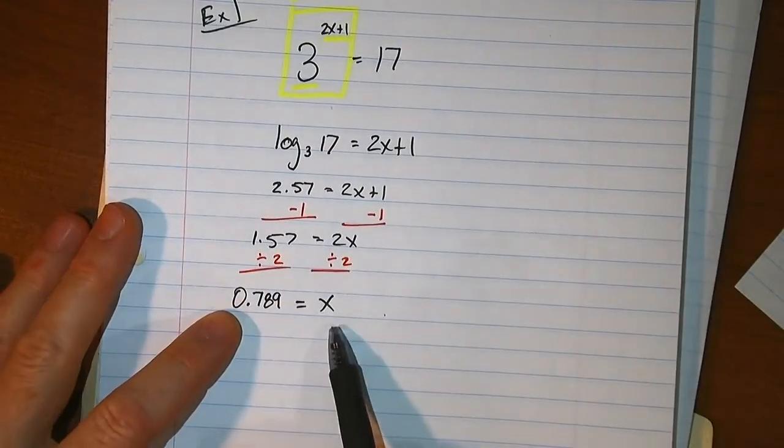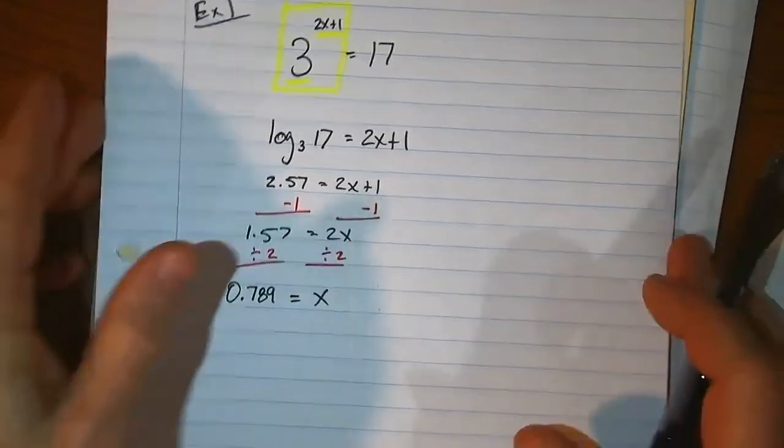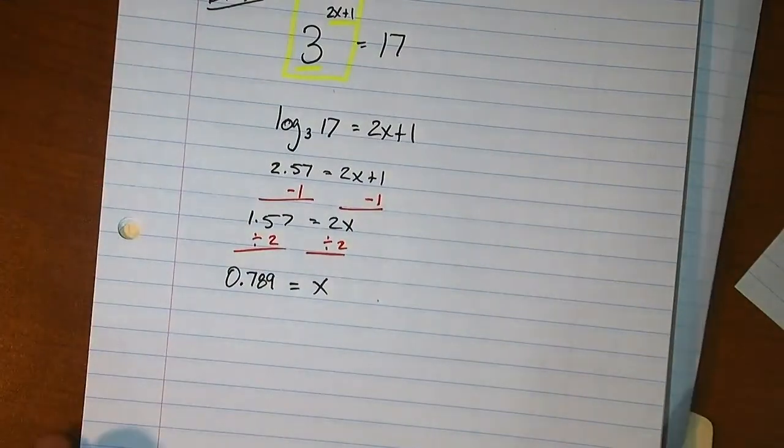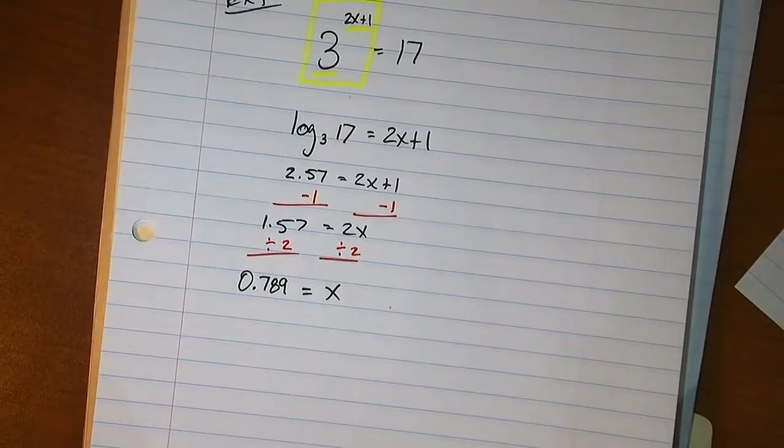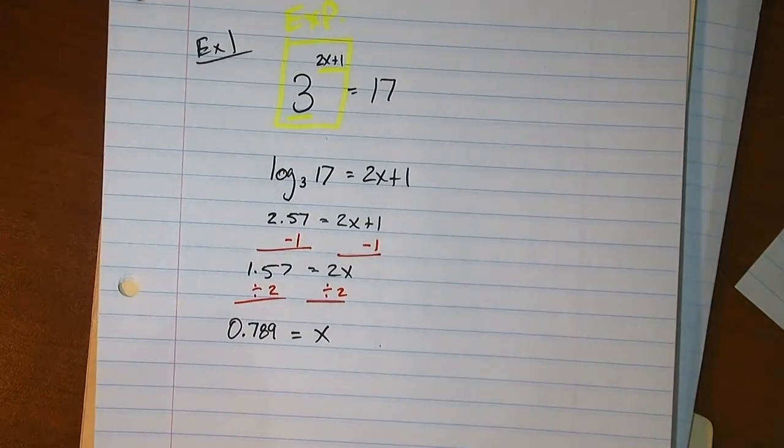And since this is our final answer, now it's okay to round it off. So there I've rounded it off in this case to 3 decimal places, to the thousandths place. But there we go. That would be an example of getting an exponential equation solved for x. All right, we do want to go back and plug that in.